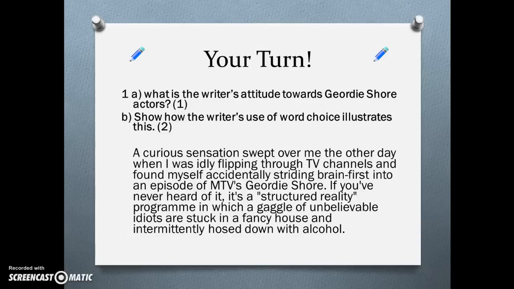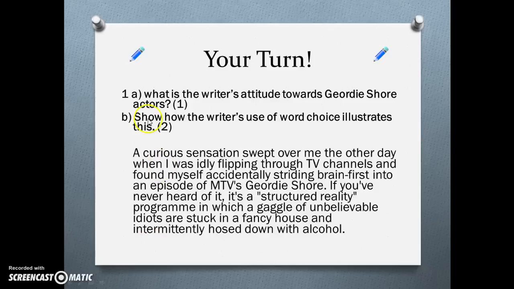Here's your extract, let's read it together. A curious sensation swept over me the other day when I was idly flipping through TV channels and found myself accidentally striding, brain first, into an episode of MTV's Geordie Shore. If you've never heard of it, it's a structured reality programme in which a gaggle of unbelievable idiots are stuck in a fancy house and intermittently hosed down with alcohol.